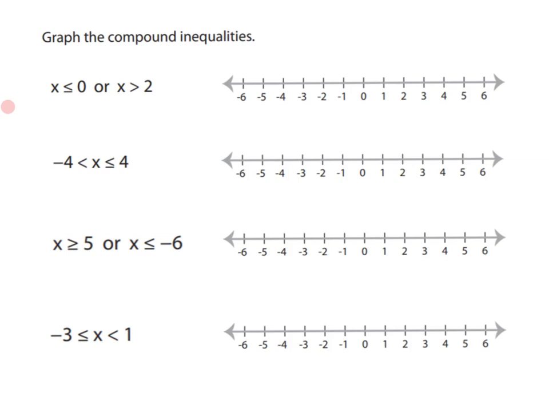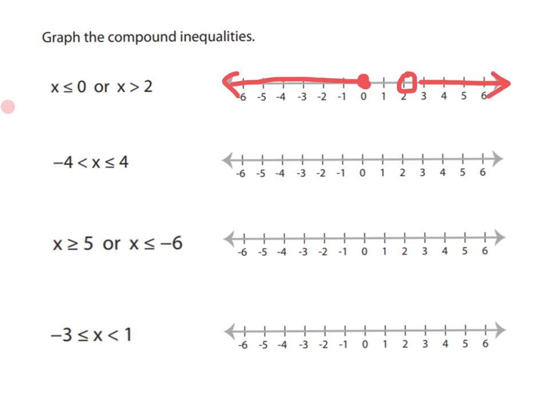Now here are a few examples of graphing compound inequalities. So for the first one, it's an "or" inequality, so we're going to think of it like oars on the boat. So we'll graph them separately. So I'm going to graph the first part of the inequality. So I'll put a closed circle at 0 and draw an arrow to the left. The other part, it says x is greater than 2. So I'm going to put an open circle at 2 and draw an arrow to the right.